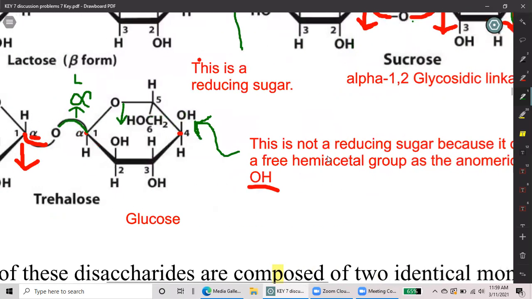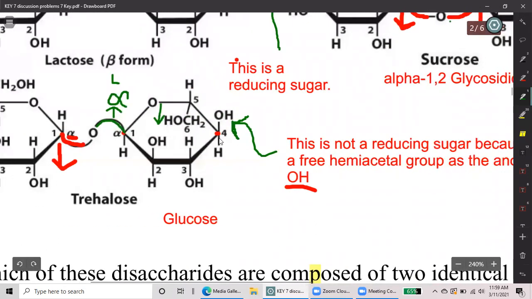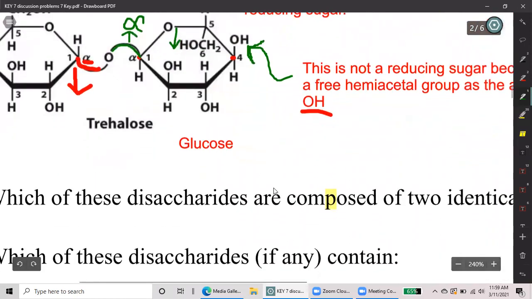Okay, so now do we have a hemiacetal group? Well, we have our OH here, right? But then when you go to the left, there's supposed to be an O here, and then an R. So we do not have a hemiacetal group because we don't have that O there. So that means that this is not a reducing sugar.